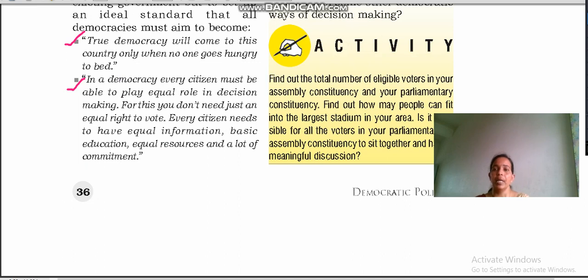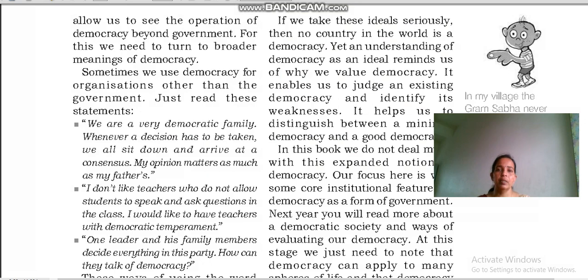The next aim: in a democracy, every citizen must be able to play an equal role in decision making. For this, you don't need just an equal right to vote. Every citizen needs to have equal information, basic education, equal resources and a lot of commitment. These are the aims that should be followed by all in a democracy. If we take these ideals seriously, then no country in the world is a democracy. There are some faults in every democracy in every country.